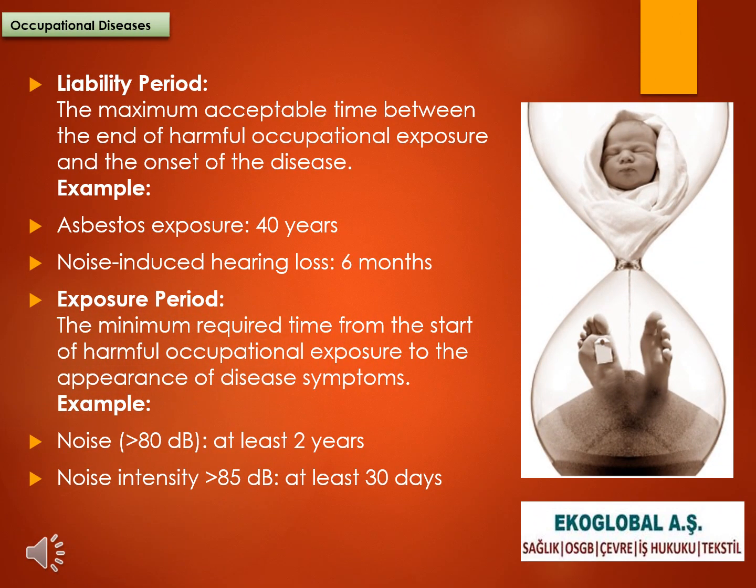The liability period refers to the longest permissible time gap between the end of exposure to a harmful occupational factor and the manifestation of the disease. For example, asbestos-related illnesses can emerge up to 40 years later, while noise-induced hearing loss may develop within 6 months after exposure ends. The exposure period is the minimum time needed for symptoms to appear after harmful occupational exposure begins. For instance, noise levels above 80 decibels may require at least 2 years of exposure, while levels exceeding 85 decibels can cause damage in as little as 30 days.